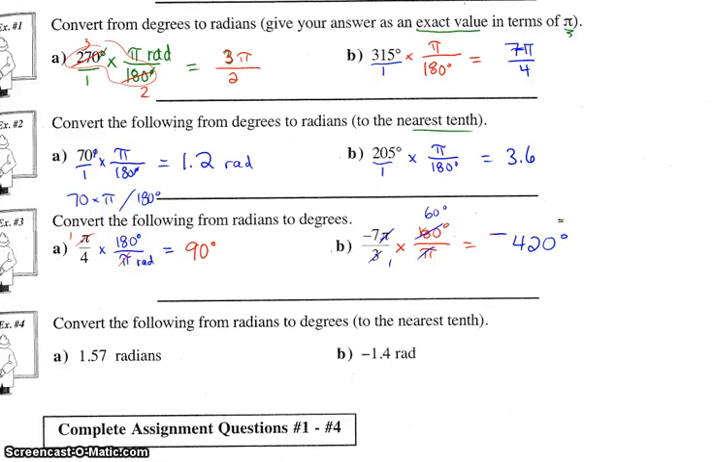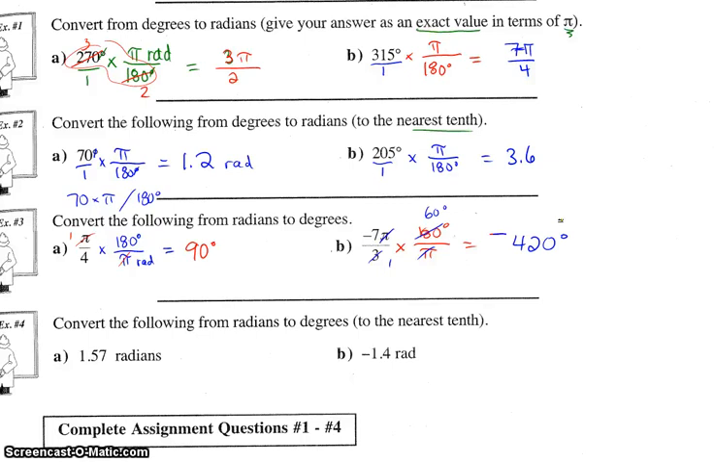Okay, we should have gotten negative 420 degrees. And of course, all these angles you could draw in standard position, something we learned in lesson 1. But we're not going to right now. Okay, example 4, convert the following from radians to degrees to the nearest tenth.